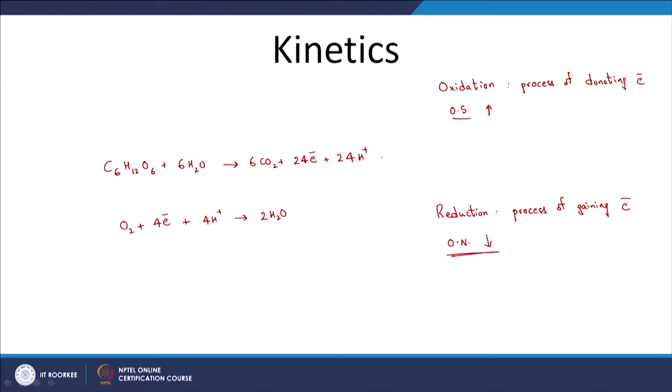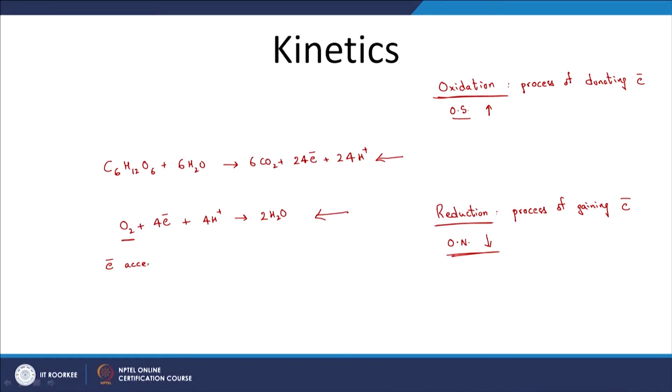So I guess here we have two examples. One would be this, the process of donating the electron, so this would be the relevant example for oxidation. And this particular half reaction is where we have the process of accepting the relevant electrons, right. So that would be a particular example for reduction, right. So again here we have glucose being oxidized by oxygen, right.